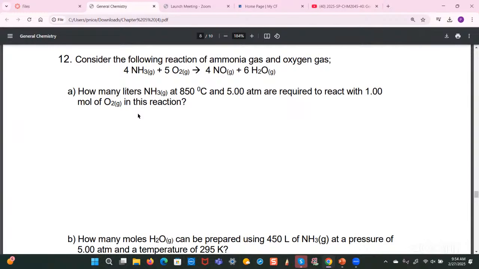They gave you the equation, balanced. They gave you the temperature. They gave you the pressure of ammonia. All right. And they gave you 1 mole of oxygen. So you have 2 reactants you're dealing with. One of which is oxygen, the other one is ammonia. So how would you go about tackling this problem?